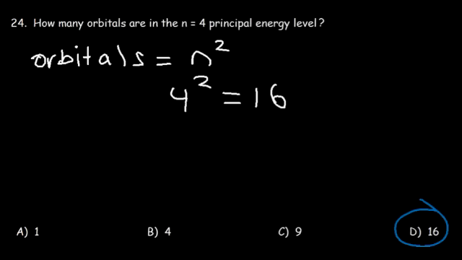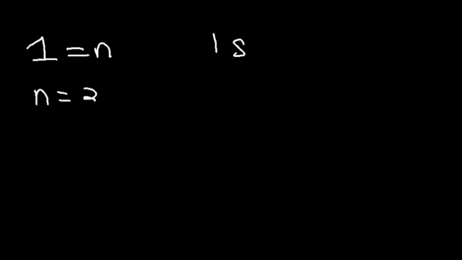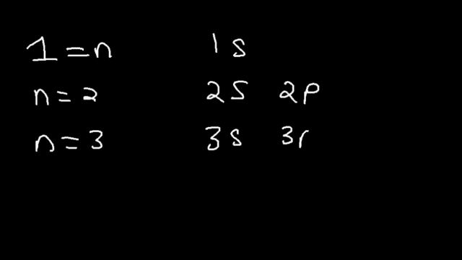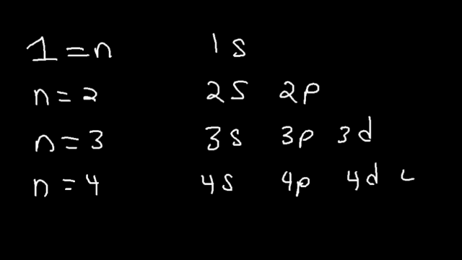Now you might be wondering, okay, why does that equation work? In the first energy level, where n is equal to 1, all we have is the 1s level. In the second energy level, when n is 2, we have the 2s sublevel and the 2p sublevel. When n is 3, we have the 3s, the 3p, and the 3d. For the fourth energy level, we have 4s, 4p, 4d, and also 4f.